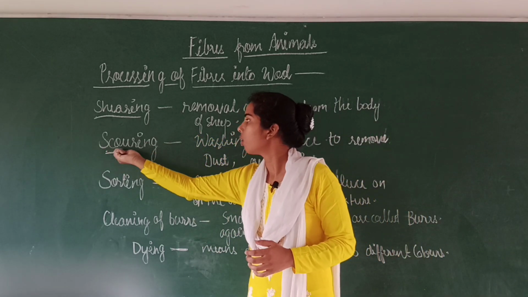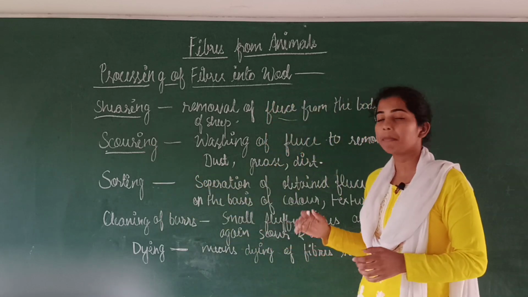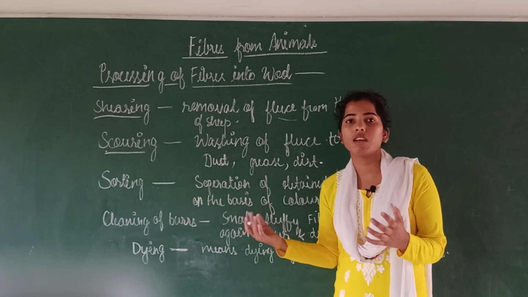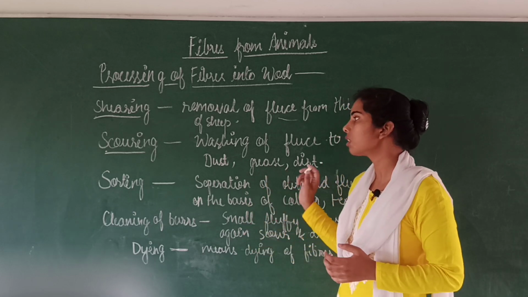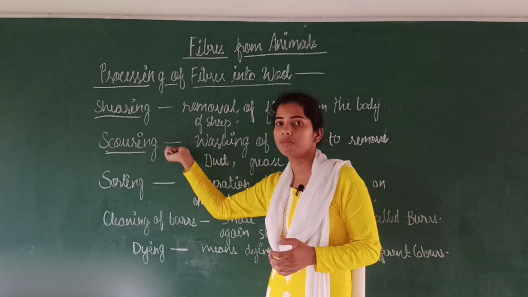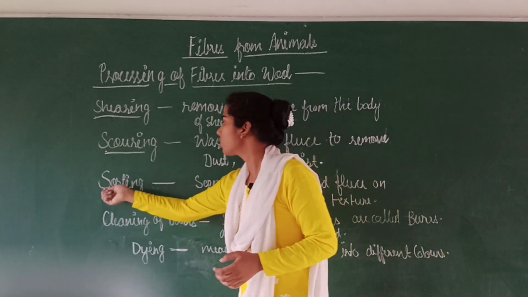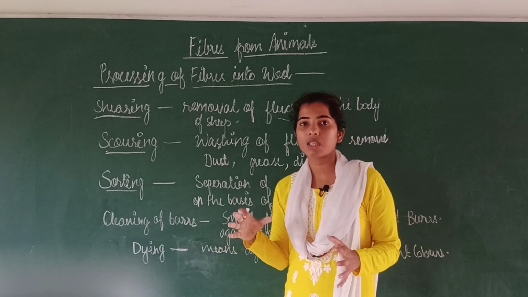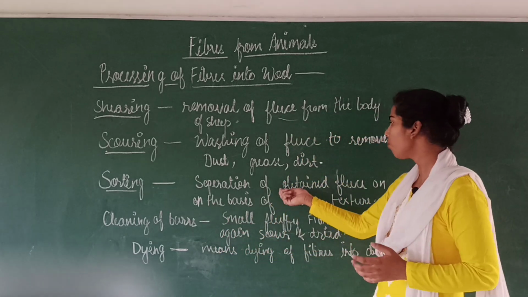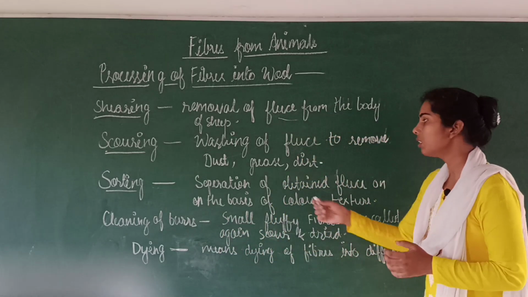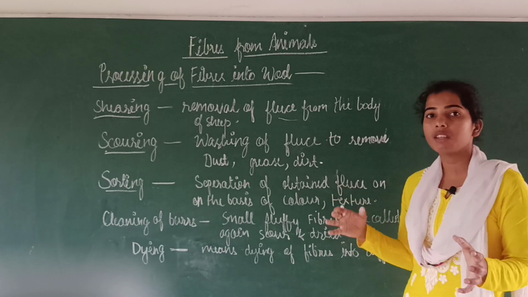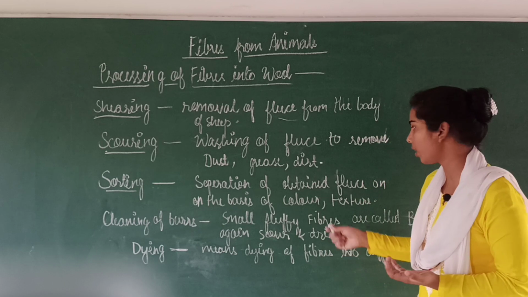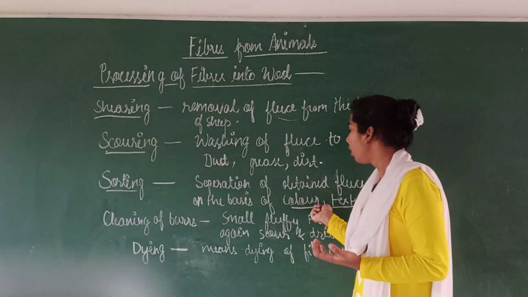Next is scouring. Scouring means washing of fleece. The hairs obtained from the body of sheep are washed in this step. Next is sorting. What is sorting? Sorting means the separation of obtained fleece. It means we separate the obtained fibers on the basis of texture and color.